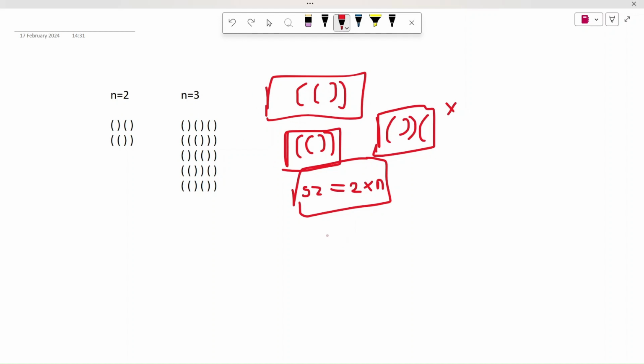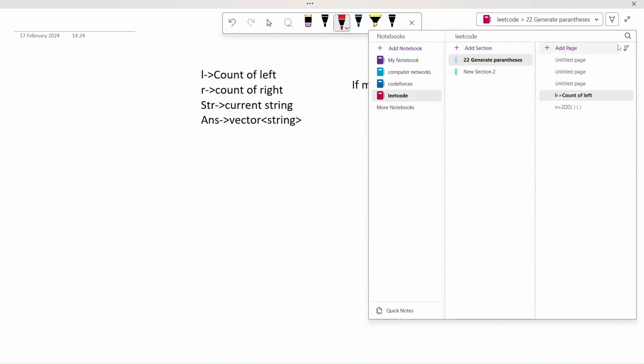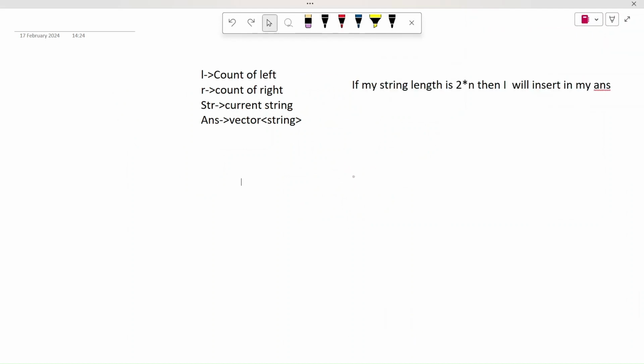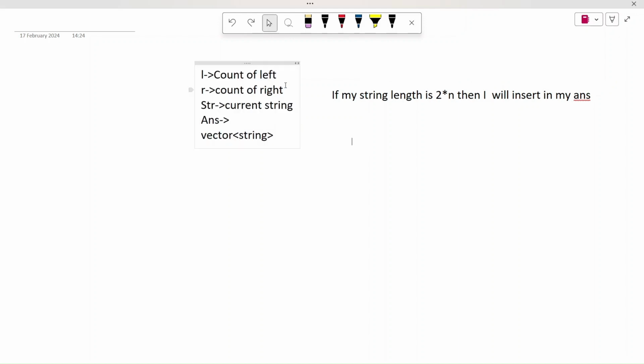Next, you need to understand how we will solve this. Let's define some variables. L is my count of left brackets, R is my count of right brackets, string is the current string, and answer is a vector of strings which I have to return. Understand my condition. If my L is greater than R, let's say n is big, n is 5, and I am at this position, what are the possibilities for the third position? There are two possibilities.